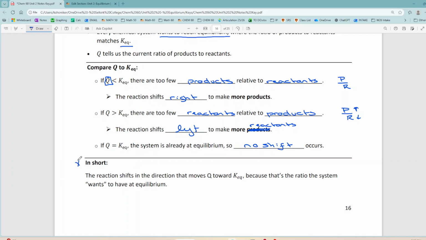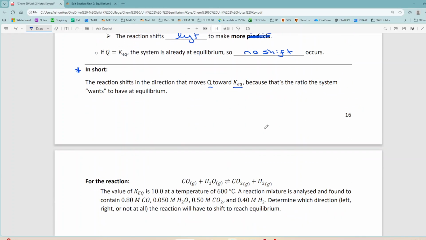In short, the reaction shifts in the direction that moves Q, your trial KEQ, towards your actual KEQ, because that's the ratio the system wants to have at equilibrium. So let's look at some examples.